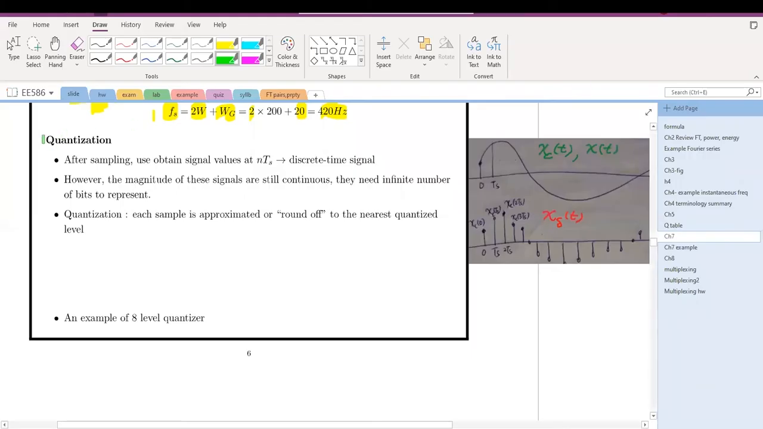In this video, we discuss quantization. We know that after we sample this continuous time signal, the signal becomes discrete in time. But if we look at the values of the sampled signal, these values can be anything in the real line. So the values of this sampled signal are still continuous.